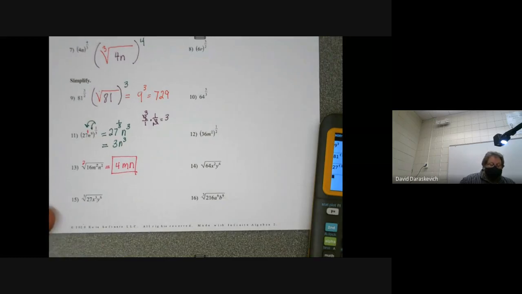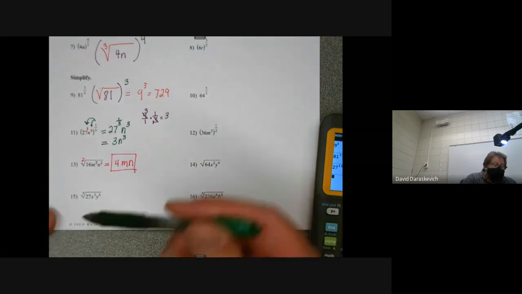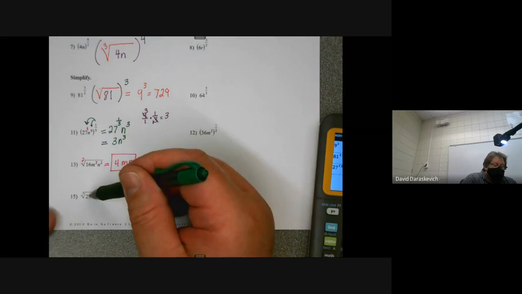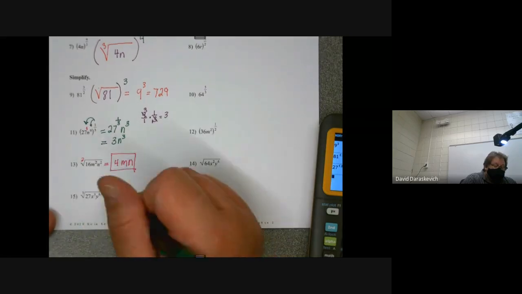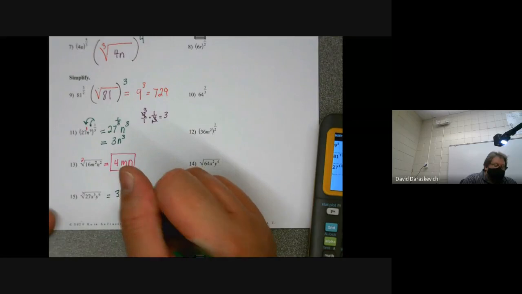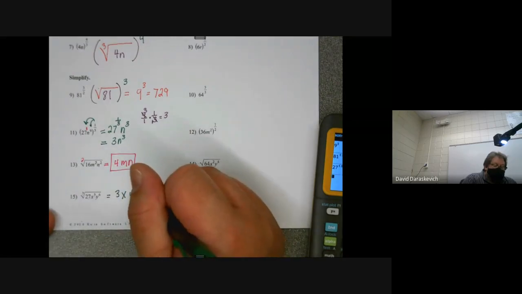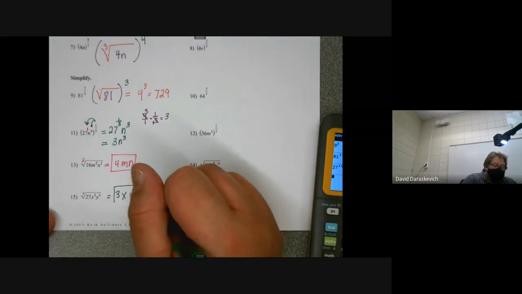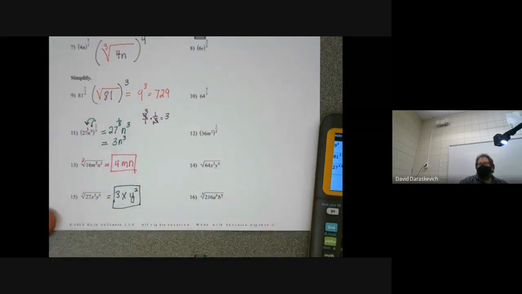Why not do this one too? Cube root 27, remember, raised to the 1/3 was 3. 3 divided by 3 is 1, so it's just x to the first. 6 divided by 3 is 2, so y squared. And there you go.